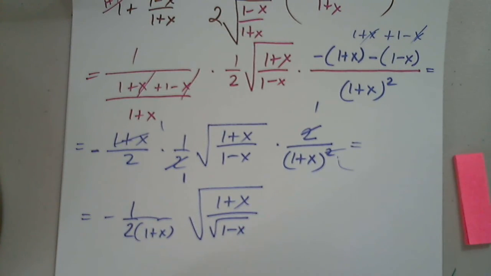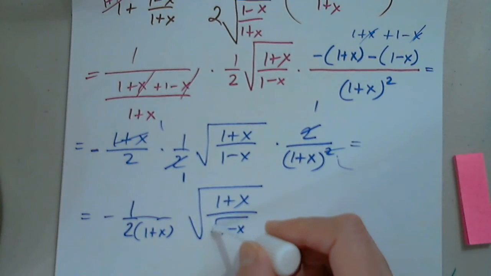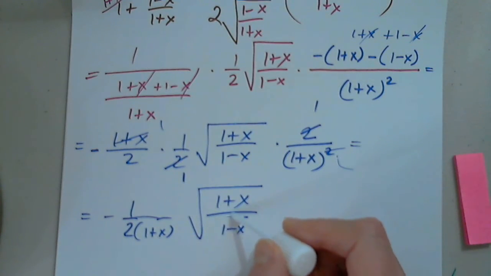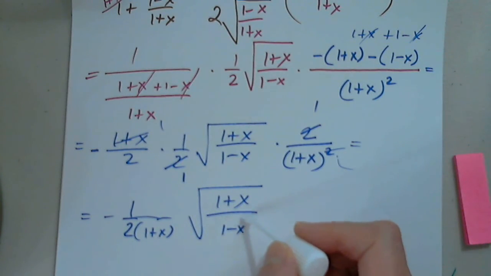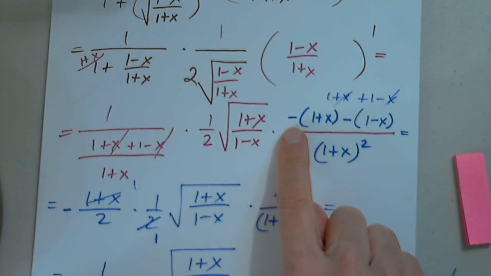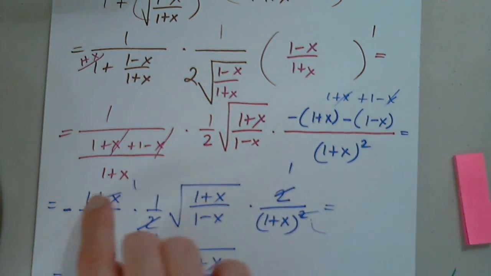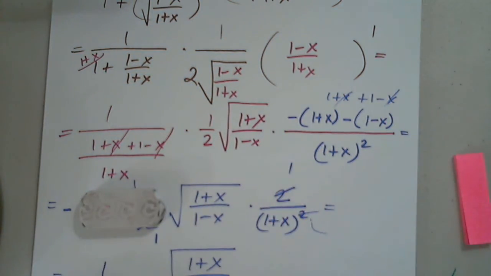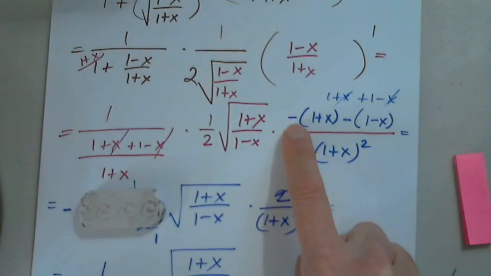I wanted to simplify, but it's better not to put it in two different radicals. So this is good. Where did the first one become negative? I'm sorry? Where did the 1 plus x over 2 become negative? From there? Okay. No, it didn't. The whole thing is negative, not that.